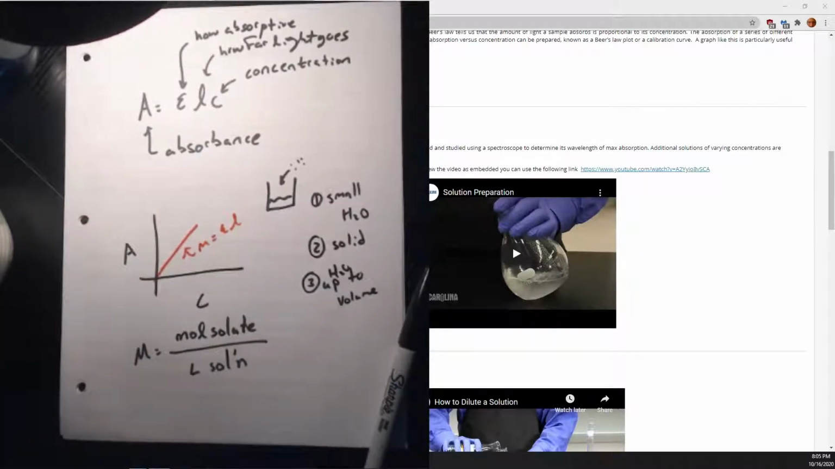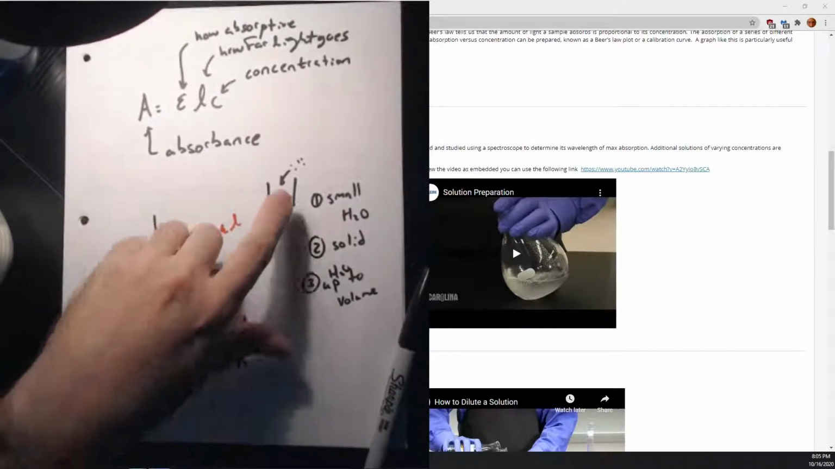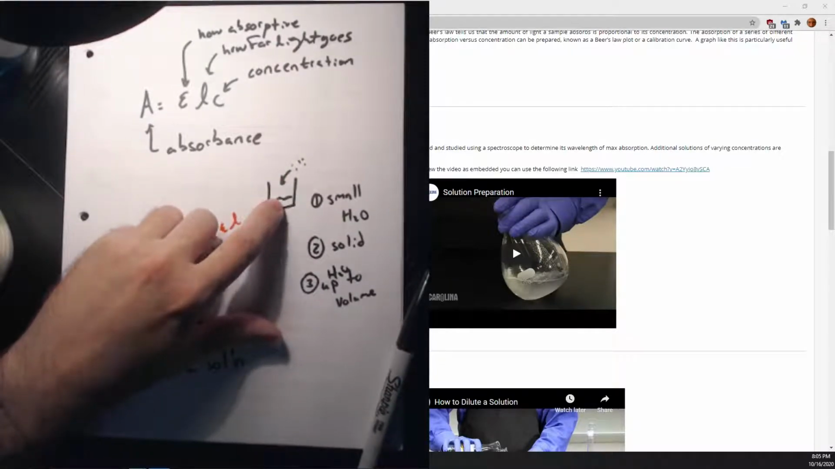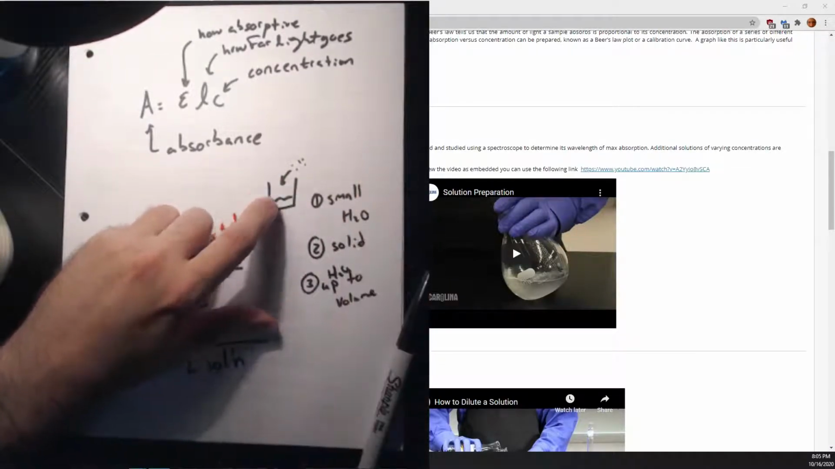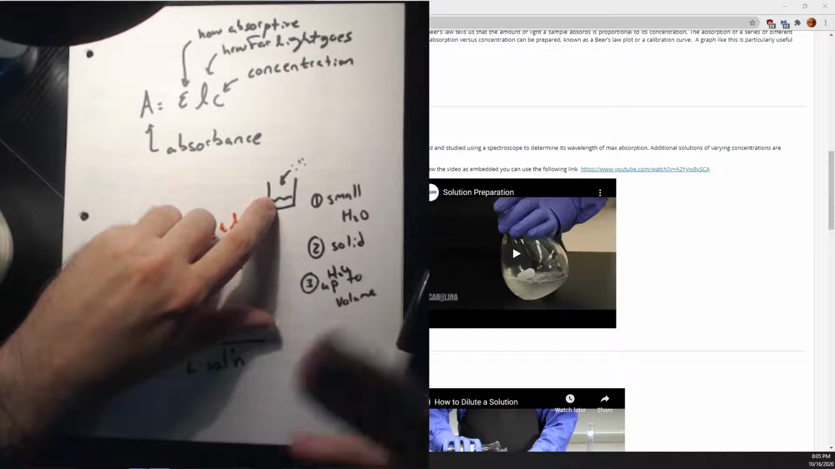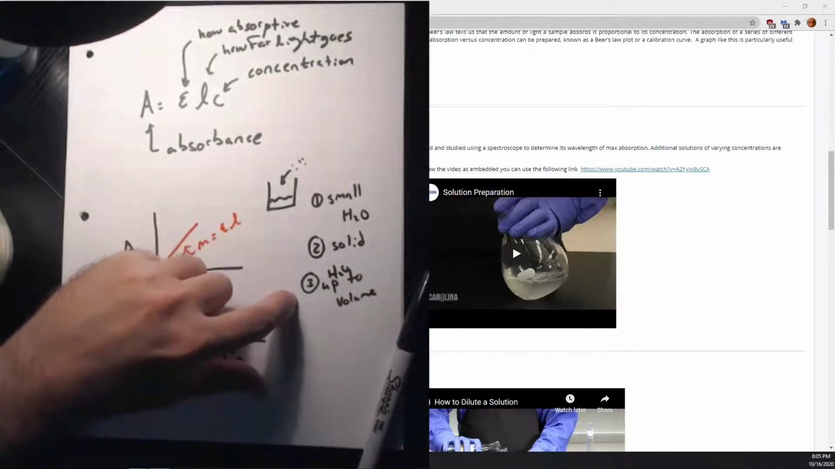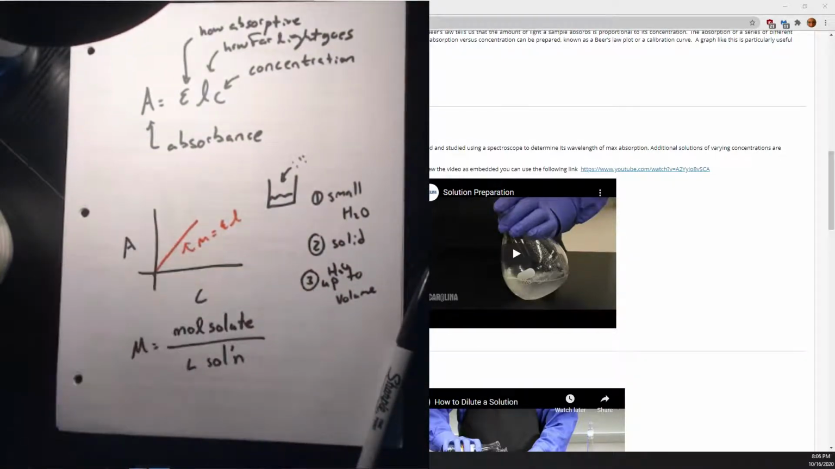So if you wanted to make 1 liter of a solution, you'd have your solid, you dissolve it in a small amount of water, swirl it around, and then you would add water until you had 1 liter. Okay? You wouldn't start with a liter, you end at a liter. All right.